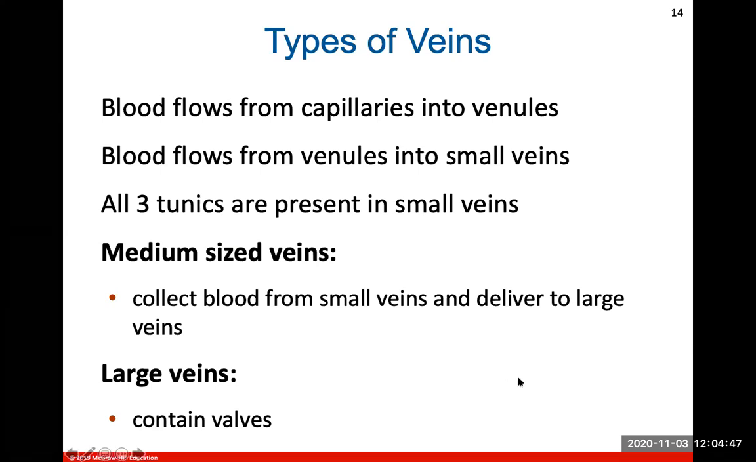The different types of veins: blood flows from the capillaries then into venules. Blood will flow from venules into smaller veins, and all 3 tunics are present in small veins. The medium-sized veins collect blood from small veins and deliver to larger veins, and the larger veins will actually contain valves to keep blood flowing in just one direction.